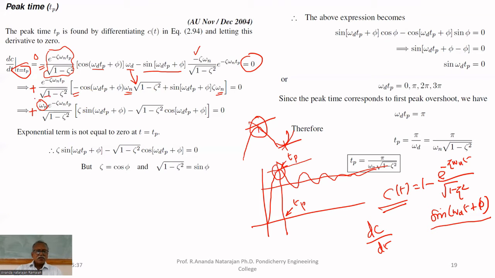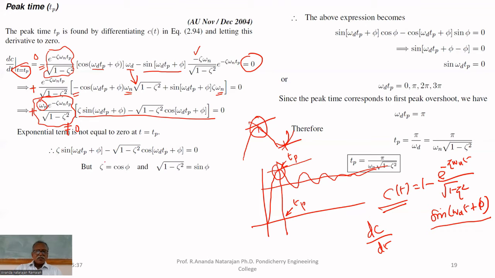But this is not equal to 0. The magnitude is not equal to 0. But the sine term, periodically it becomes 0. At this instant, this periodical function is 0. Therefore, we can write zeta sine omega d tp plus phi minus square root of 1 minus zeta square cos omega d tp plus phi equal to 0. This periodical function is equal to 0.